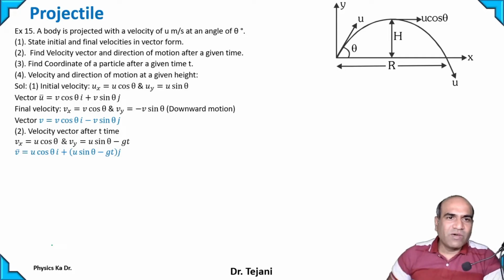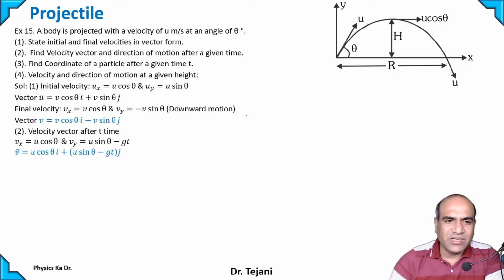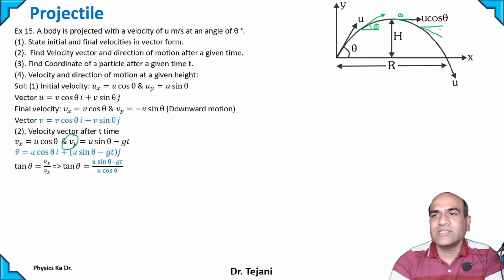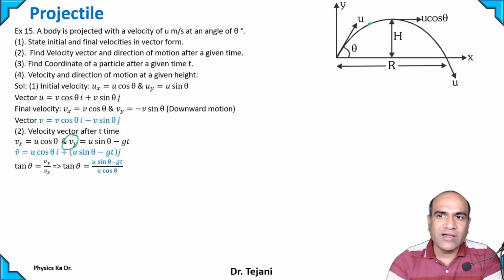So we got the velocity vector, and now we need the direction. Tan theta is equal to vertical velocity divided by horizontal velocity, Vy divided by Vx. See, the angle changes. At the maximum point, the angle of movement is changing. At the top it becomes 0, and further it changes again. So the angle keeps on changing, and we need the angle at a particular time.